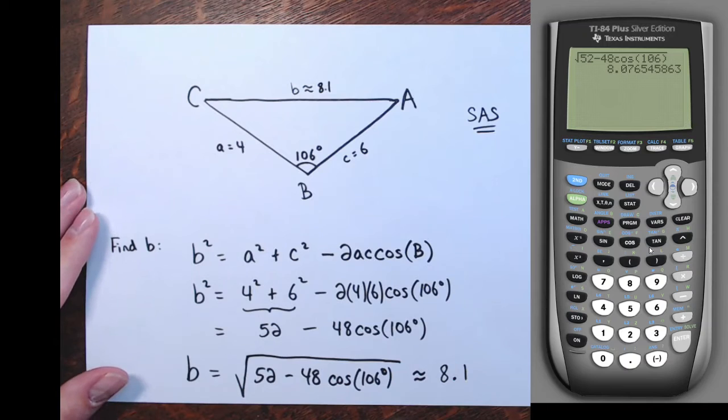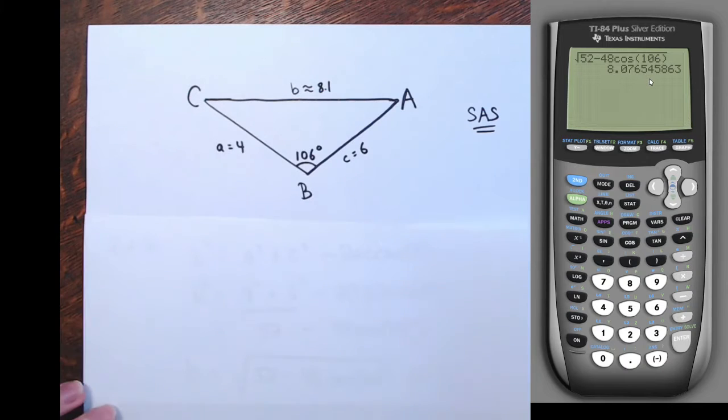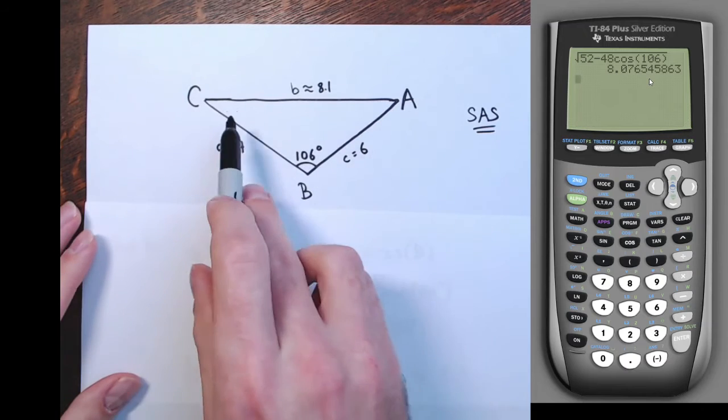About 8.1. Now, when I do future calculations, I am not going to use 8.1. I'm going to use this value, 8.076545863, just to be more accurate, because the more you round throughout a process, the less accurate you get at the end. So I'm going to leave this value up on my screen. Now that I have found the missing side, little b, I can find one of the two angles.